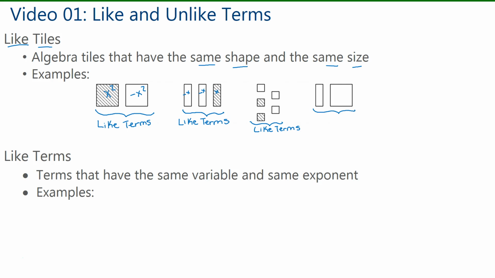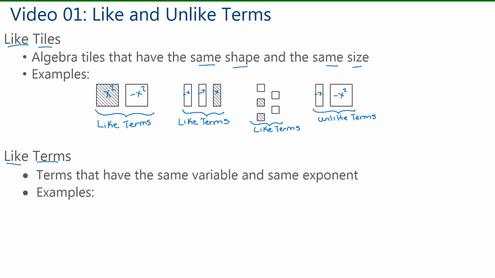Now this last set of tiles here, we'll call unlike terms, since we have a rectangle and a square. One's a negative x tile, one's a negative x squared tile. So they're both negatives, but again that doesn't matter. Since they're not the same shape, they are considered to be unlike.